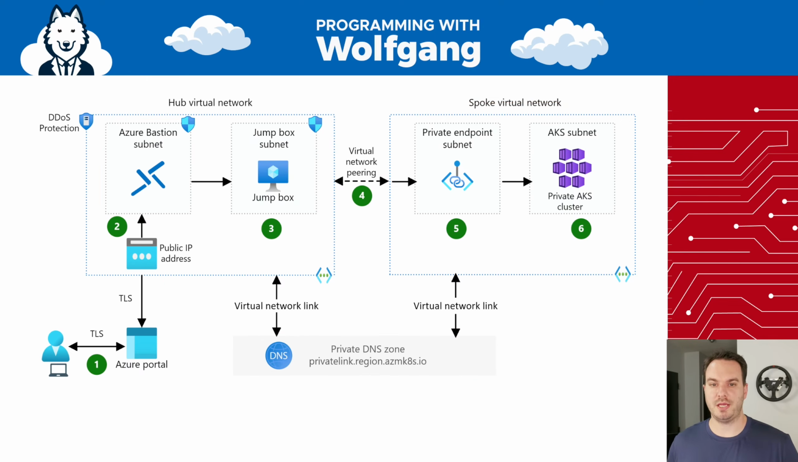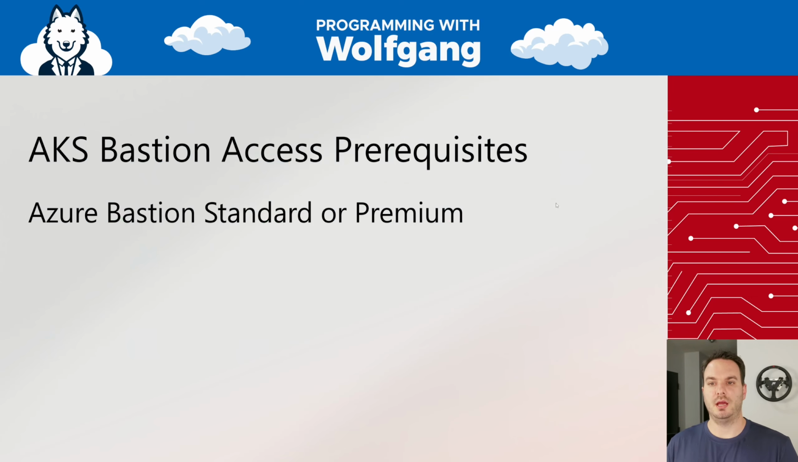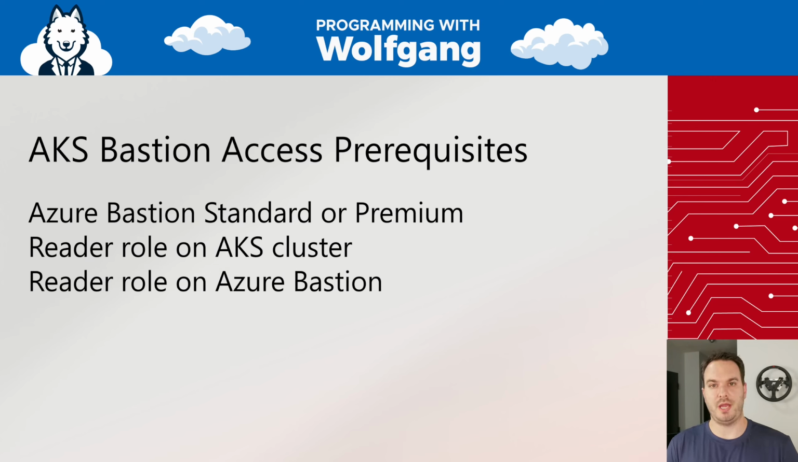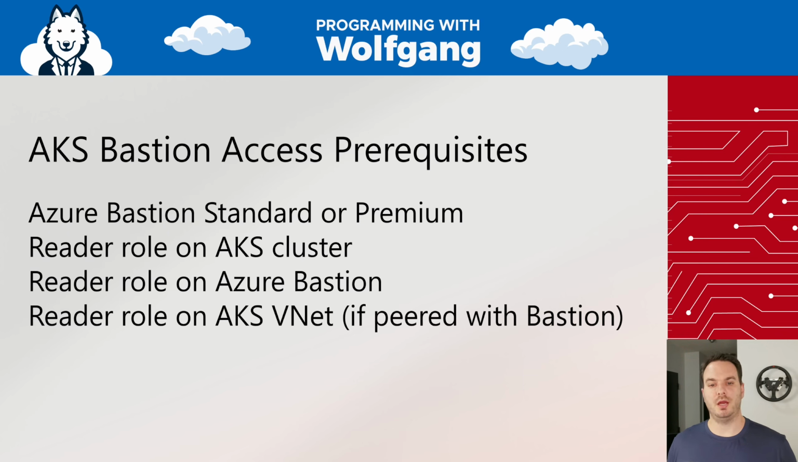So when we talk about Azure Bastion, there are a couple prerequisites. The first one is we have to use Azure Bastion in the standard or premium tier. This means we can't use the developer or basic tier. And we also need the reader role on the AKS cluster, and the reader role on Azure Bastion. And if we do a VNet peering, that's what we're going to do today, you also need the reader role on the AKS VNet. If we deploy Azure Bastion inside the AKS VNet, then you don't need that.